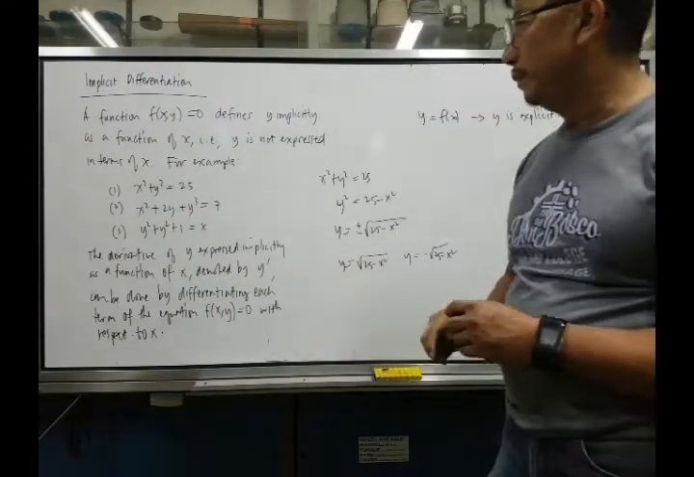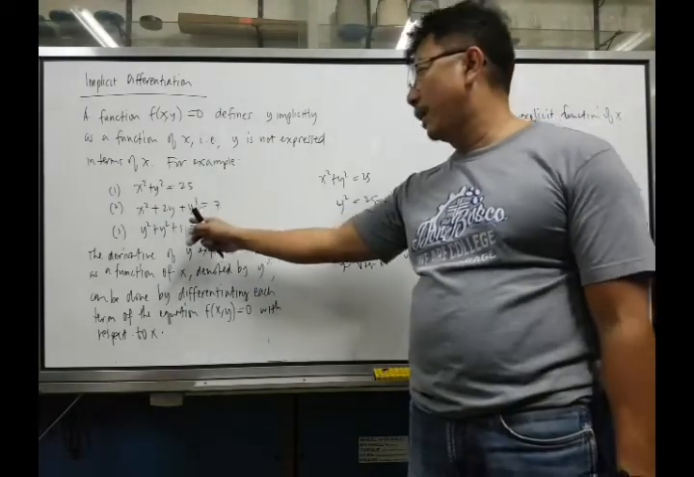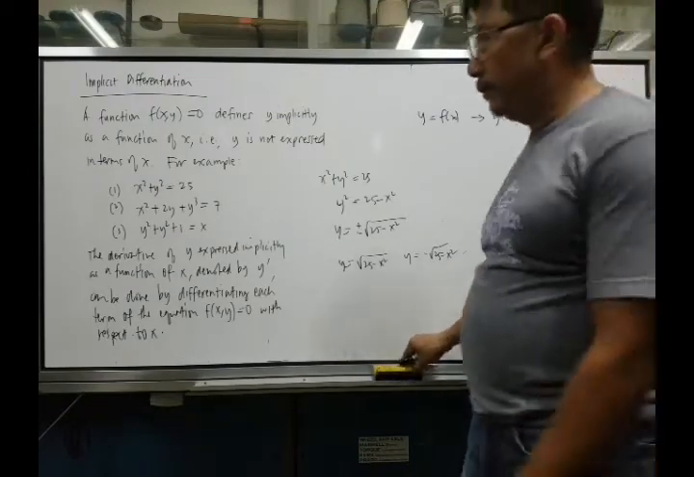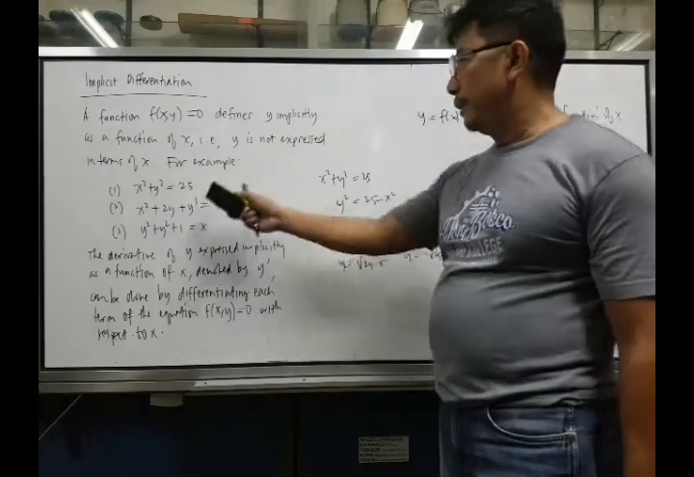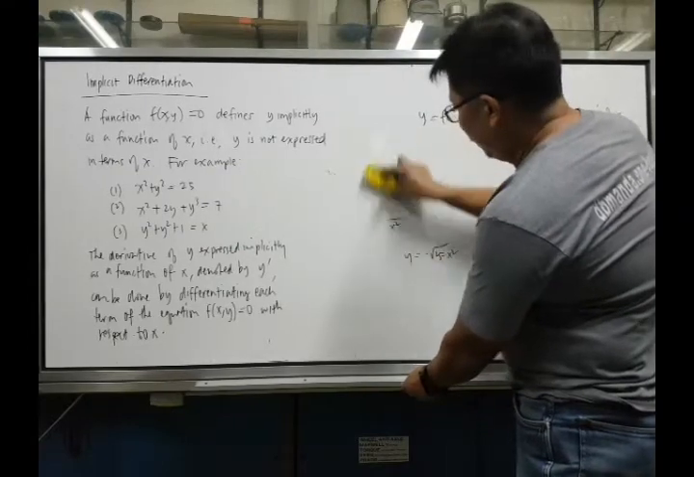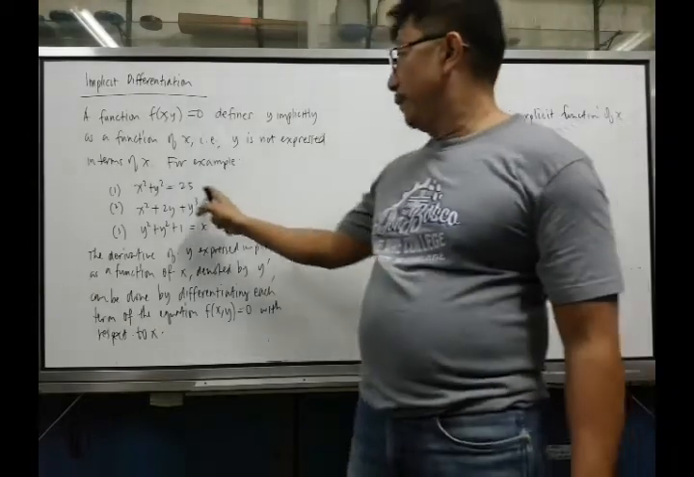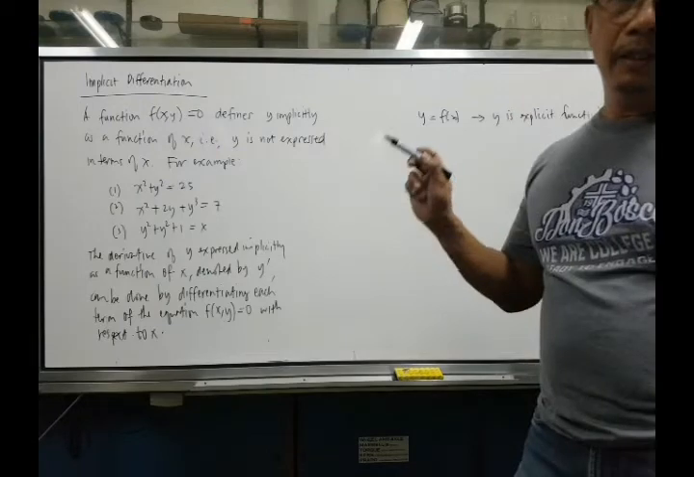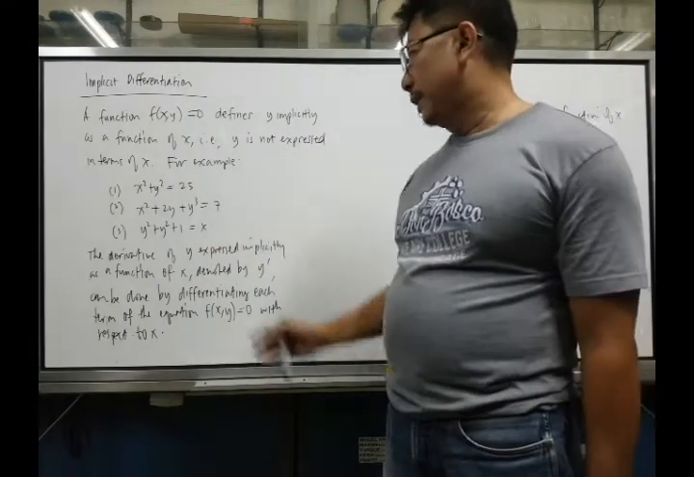Take a look at number 2. So in number 2 we have y cubed. So how do you solve for y in terms of x? Sometimes it is very difficult. Although we can use some of the formulas for cubic functions, sometimes it is very difficult to express y in terms of x. So what is important in this topic is whenever you have an equation involving x and y, you always assume that y is an implicit function of x. So this is another example.